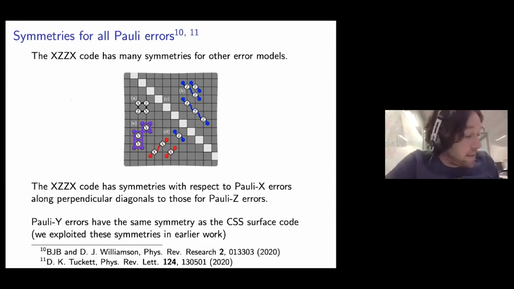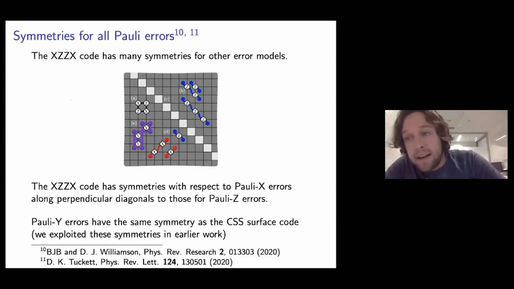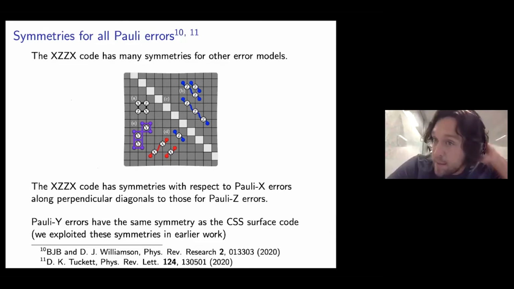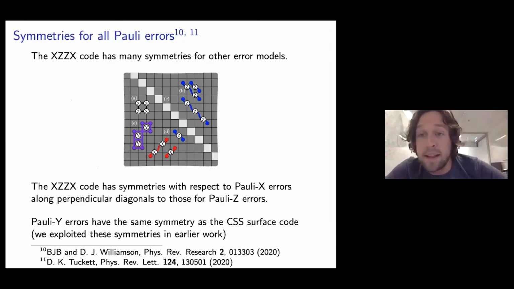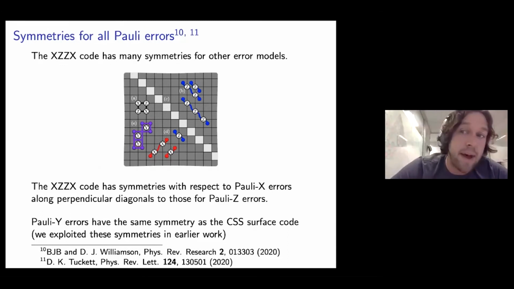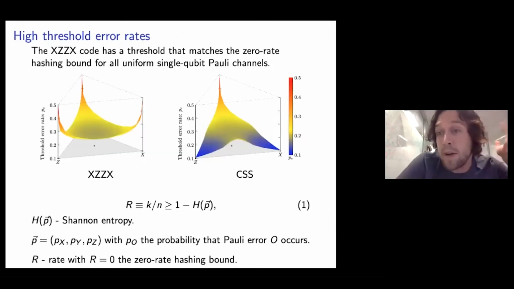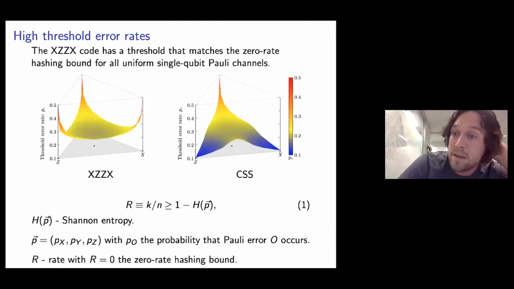So I'll just say a couple more things about this paper. In fact, the XZZX code has one-dimensional symmetries for all the different infinite bias Pauli noise models. I've just been talking about dephasing because that's a bit more practical, but if you're just interested in coding theory, then it also has one-dimensional symmetries for infinite bias Pauli X errors and infinite bias Pauli Y errors. Some more work we did was to look at how this behaves for all single qubit Pauli noise models. And what we found was this code actually matches the hashing bound for all single qubit Pauli noise channels.